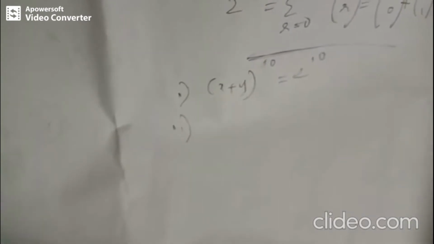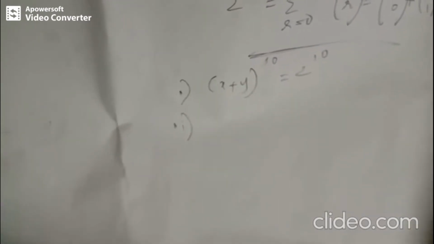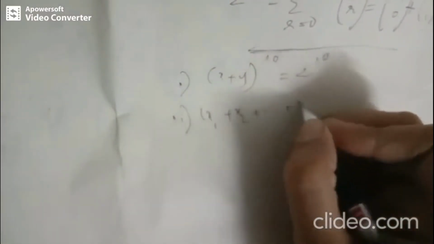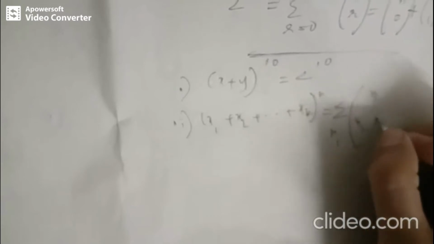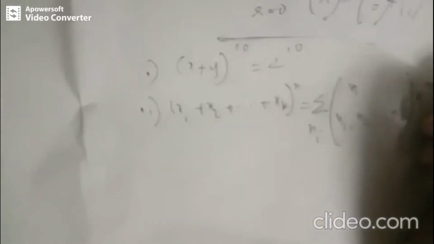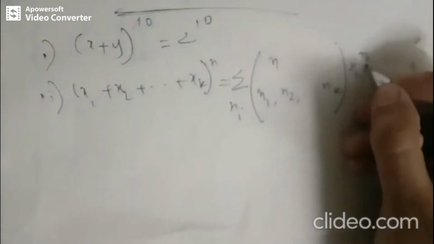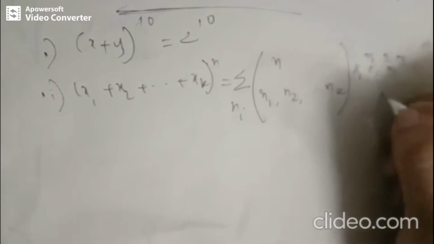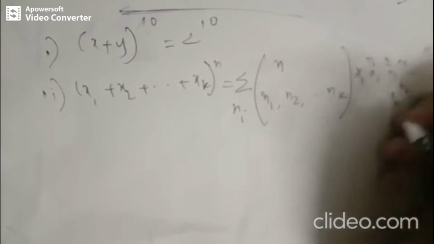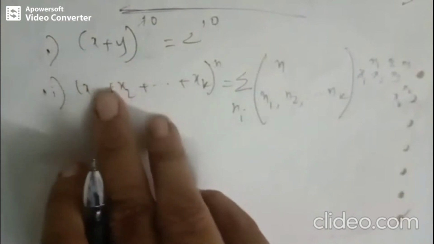So we know by the multinomial theorem that (x1 plus x2 plus so on plus xk) whole raised to n is nothing but the summation of nCn1, n2, so on nk, into x1 raised to n1, into x2 raised to n2, into x3 raised to n3, and so on up till xk raised to nk. So this is the basic multinomial theorem formula.